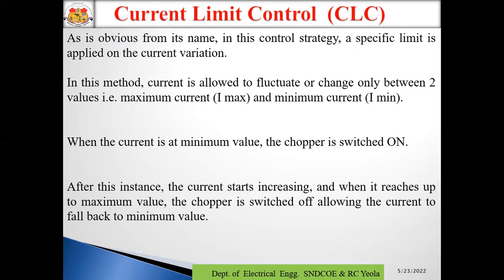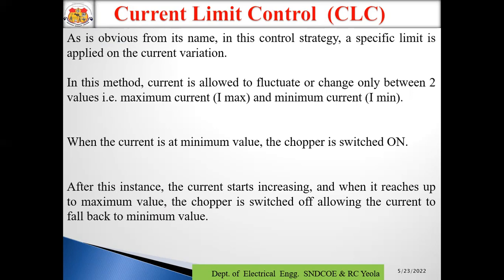Now the second technique is current limit control, in short form CLC. As is obvious from its name, in this control scheme a specific limit is applied on the current variation. In this method, current is allowed to fluctuate only between two values, that means maximum current I max and minimum current I min. When the current is at the minimum value, the chopper is switched on. After this instant, the current starts increasing, and when it reaches the maximum value, the chopper is switched off, allowing the current to fall back to the minimum value.